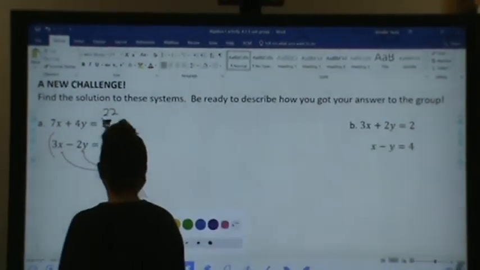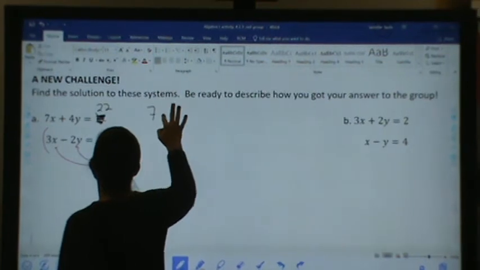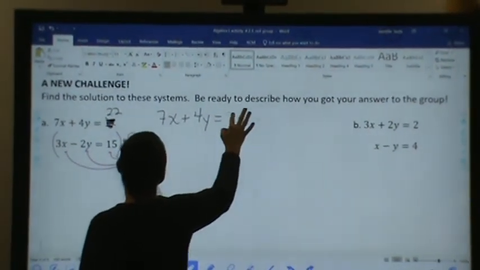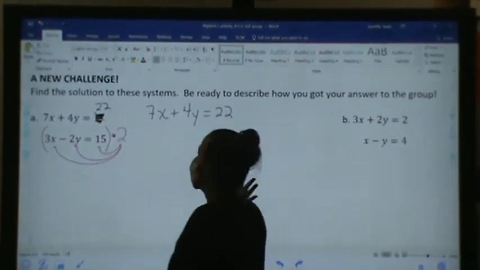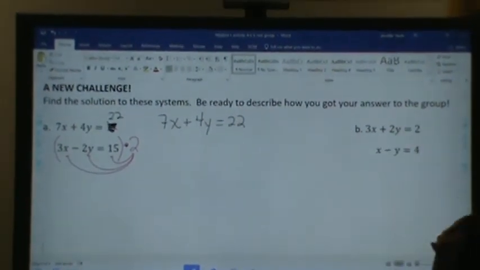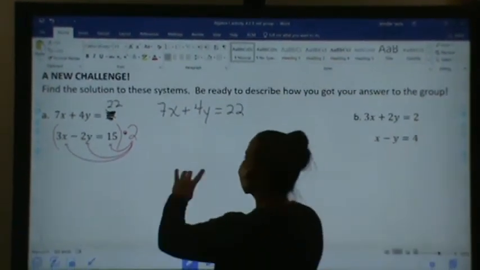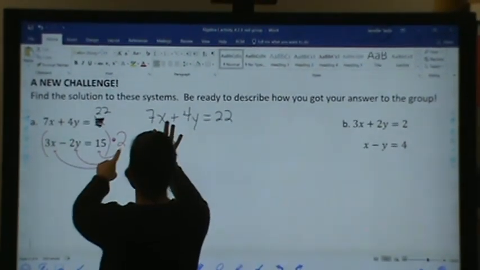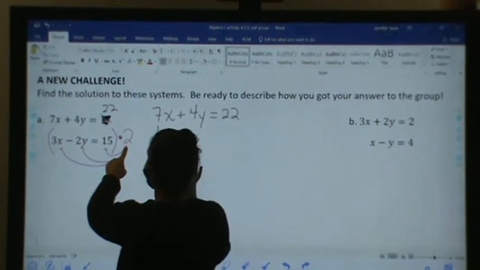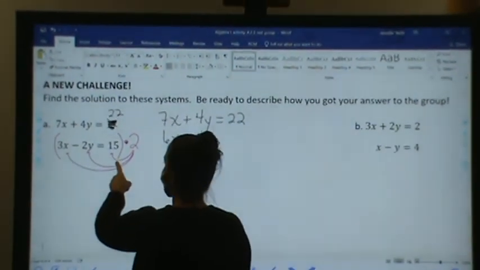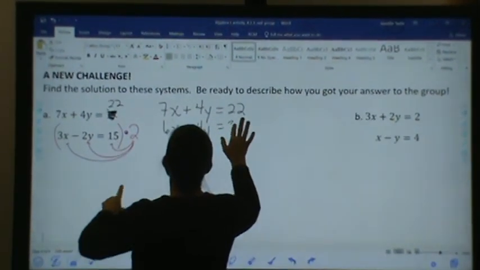So again, I rewrite my first equation. 7x plus 4y equals 22. I didn't do anything to that top equation. But I need to do something to that second equation to make this work. So I'm going to multiply by 2. So 3x times 2 is 6x. Then I take -2 times 2. There it is. There's my minus 4y. 15 times 2 is 30.